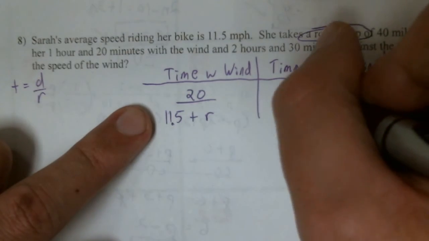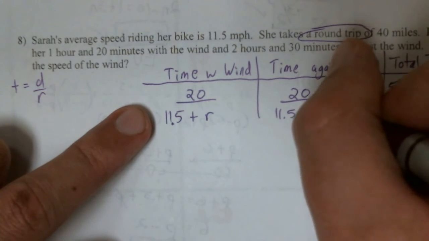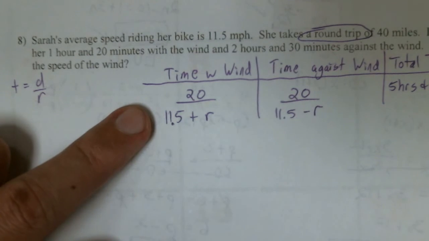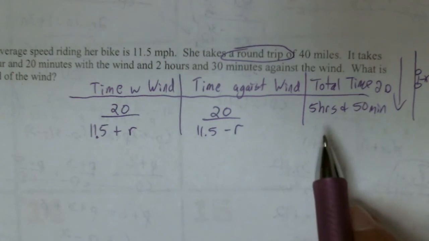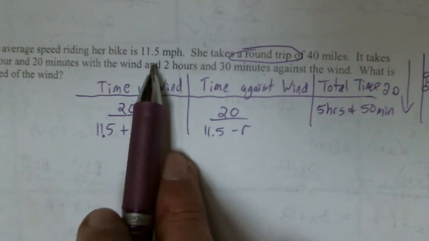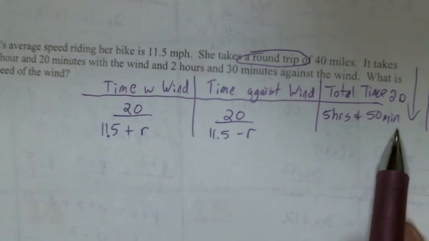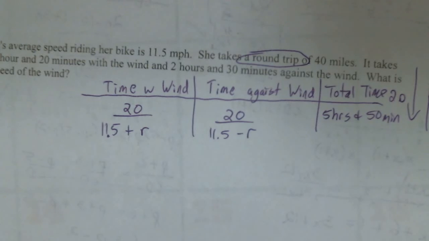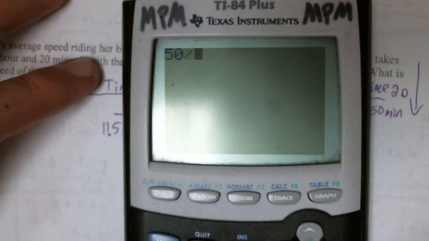Time against the wind is going to be the same 20 miles back up, and it's going to be her normal speed minus the wind. She won't be traveling as fast. Now over here, the total time, guys, we can't leave this as hours and minutes because the final answer needs to be in miles per hour. So what do I need to do here? I need to convert that to hours. How do I do that? Well, 50 minutes divided by 60 minutes is that much of an hour.